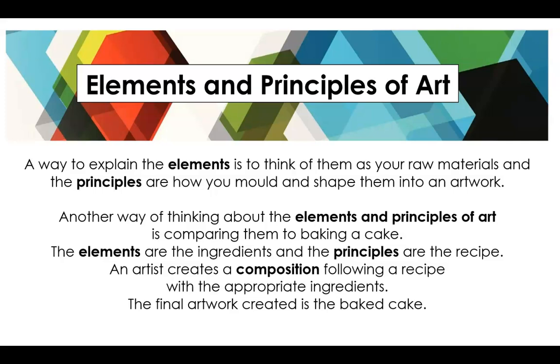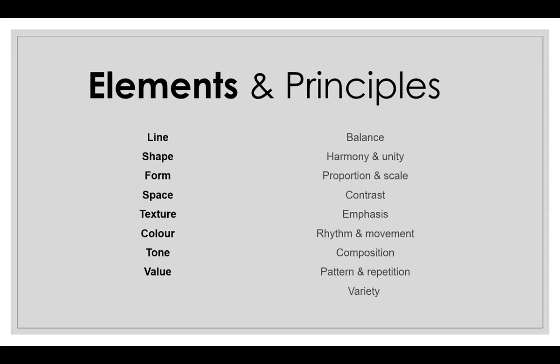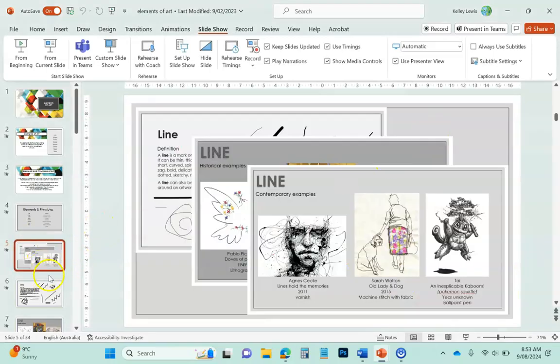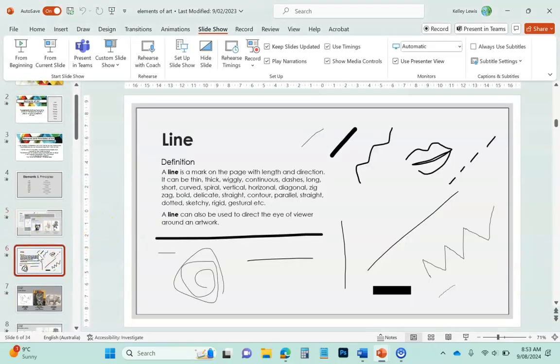Another way of thinking about the elements and principles of art is comparing them to baking a cake. The elements are the ingredients and the principles are the recipe. An artist follows a composition following a recipe with the appropriate ingredients. The final artwork created is the baked cake. So we've got these elements. What I'm going to do is I'm just going to flick through it. This is a separate video that you could watch.